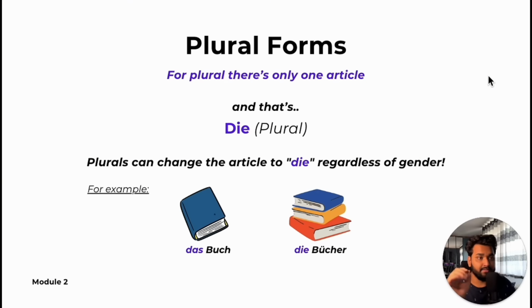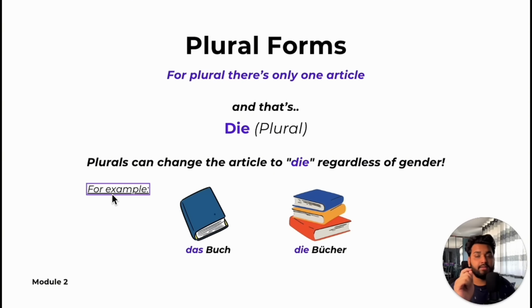Plural forms. So let's learn some plural forms. Remember I mentioned previously there are 3 different articles: der, die, das, and the 4th article will be also die. And this die is only for the plural words. So the 4 articles are: der for masculine, die for feminine, das for neutral, and the last one, die, for plural. That means feminine and plural have the same article, die. Plurals change the article to die regardless of gender.